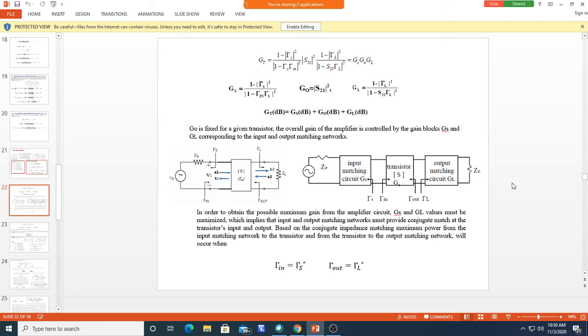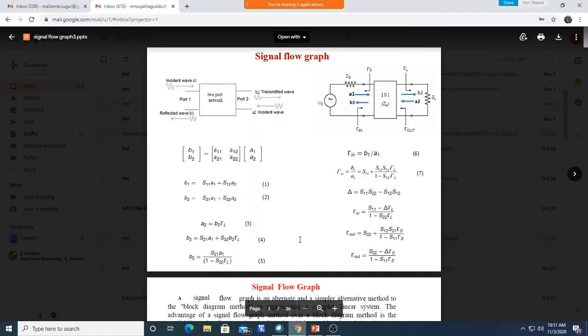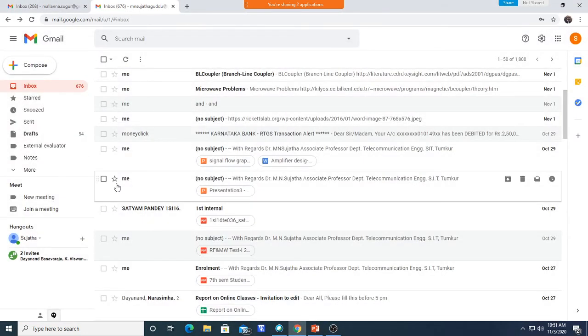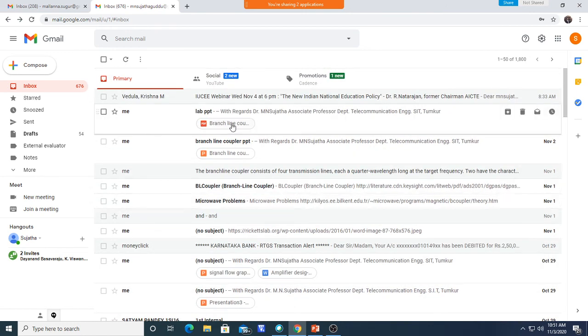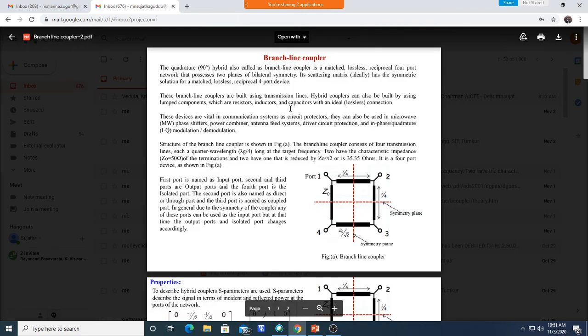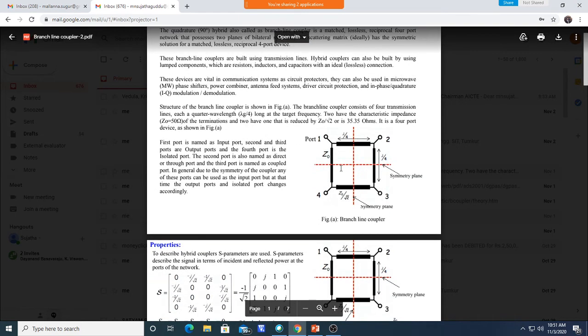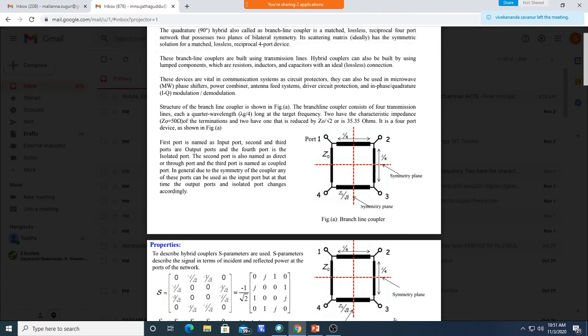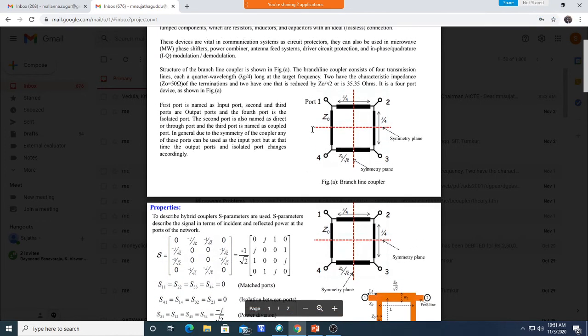See, for the laboratory, I have given a problem. You have to design a branch line coupler. I think Prince sir already discussed this in the class also. This branch line coupler, discussed or not? See, in the branch line coupler, we have to design this branch. It has four branches, like this, I have given in the PPT here.